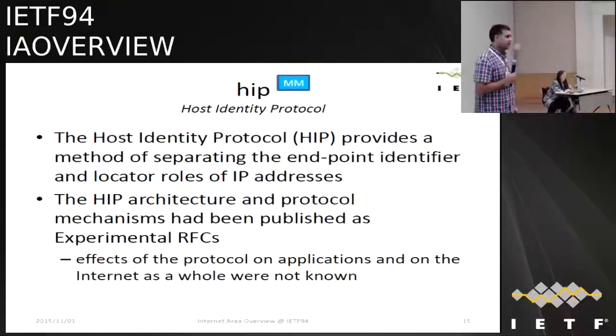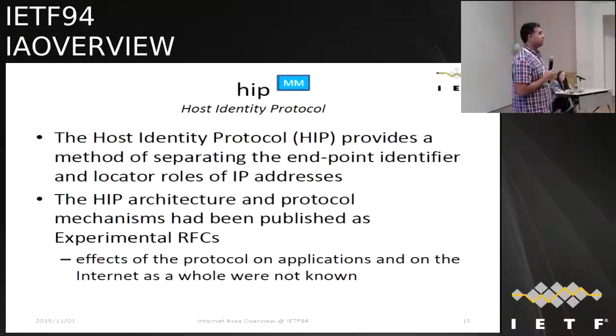So HIP is a protocol that came out a while ago. It was kind of a grand unifying protocol. How do you make multi-homing work? How do you make mobility work? One of the problems identified was that IP mixes the locator and the identifier. Your IP address is both who you are and where you are. So the idea was to split those things out, right?